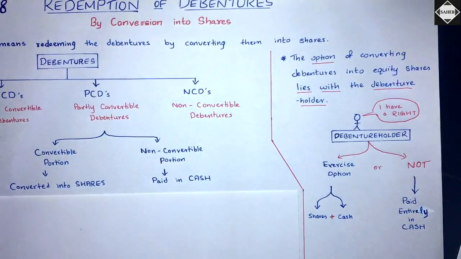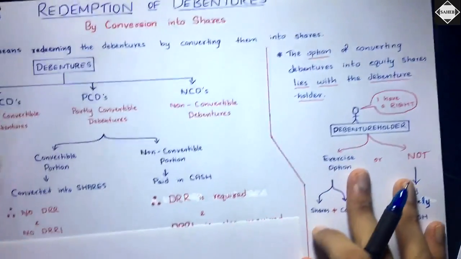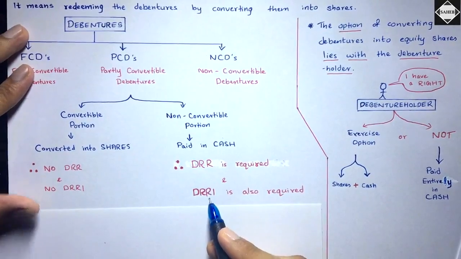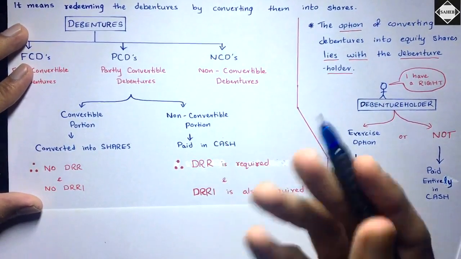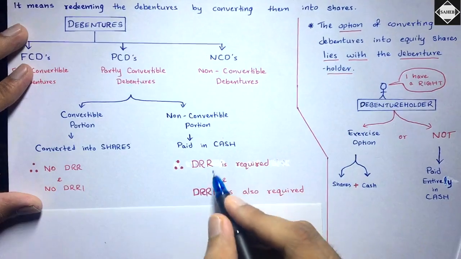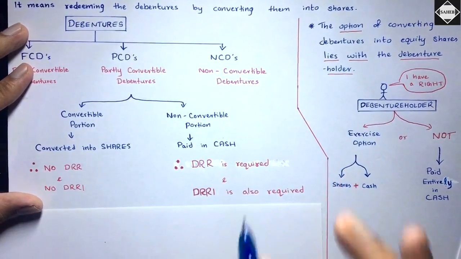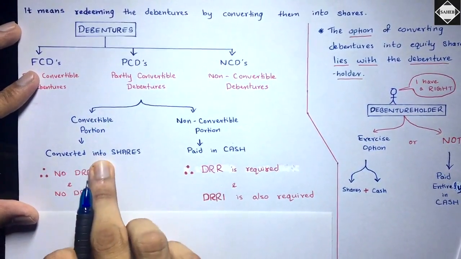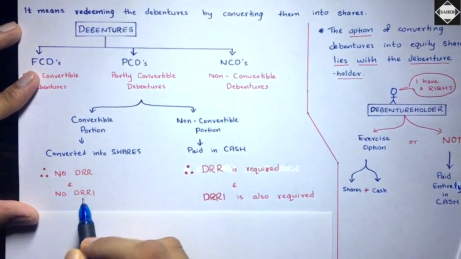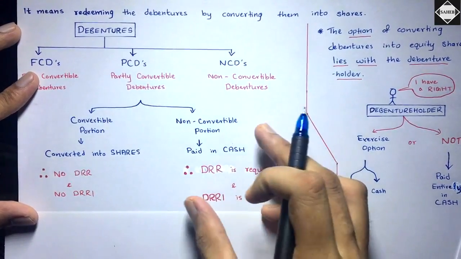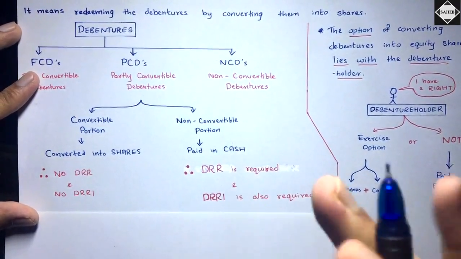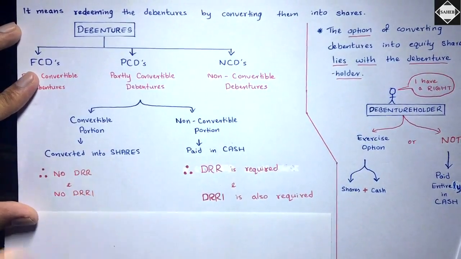Is that okay? Then see here, for this non-convertible portion, you have to create the DRR as well as DRI, because here the cash is involved. Here there is a problem of cash, liquidity and all that, so that's why DRR and DRI should be created. It must be. But for the convertible portion, no DRR, no DRI, because here cash is not involved. Here definitely it has to be paid in cash, so that compliance, 10% DRR and 15% DRI, is a must. But here it's not like that. Here no DRR and no DRI.